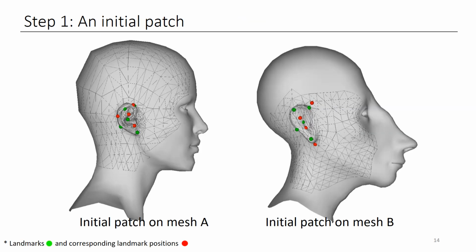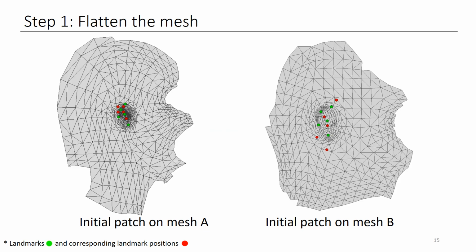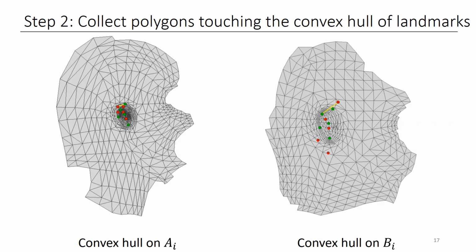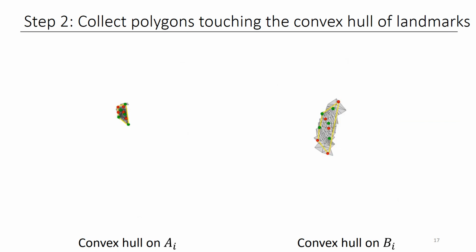We grow an initial patch that interconnects all of the landmarks and has disk with hole topology. We flatten the patch in 2D during the planar parameterization step, where we have more tools available to control the size and shape of the patch. In step 2, we extract the polygons within or intersecting the convex hull of the landmarks. The convex hull step results in patches exempt of large concavities in their boundaries. We collect the polygons within or intersecting the convex hull made from the landmarks.